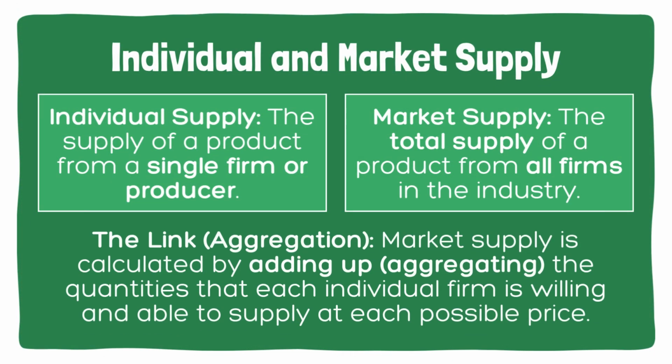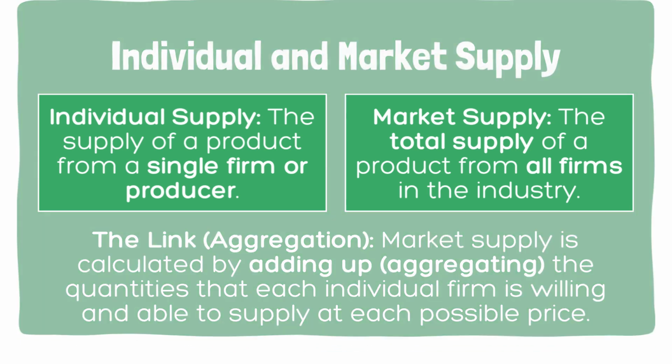Individual supply refers to how much a single firm or producer is willing to sell, whereas market supply represents the total supply from all firms in an industry. Market supply is calculated by adding the quantities each firm is willing to sell at different prices, a process called aggregation. For instance, if one firm supplies 100 units, another 200, and a third 300 at the same price, the market supply would be 600 units.